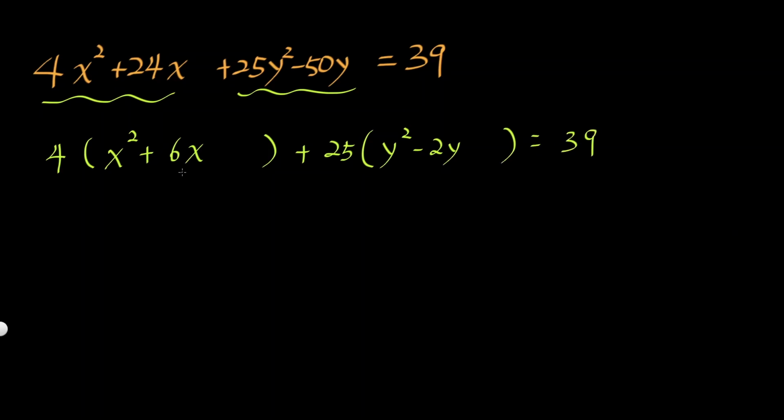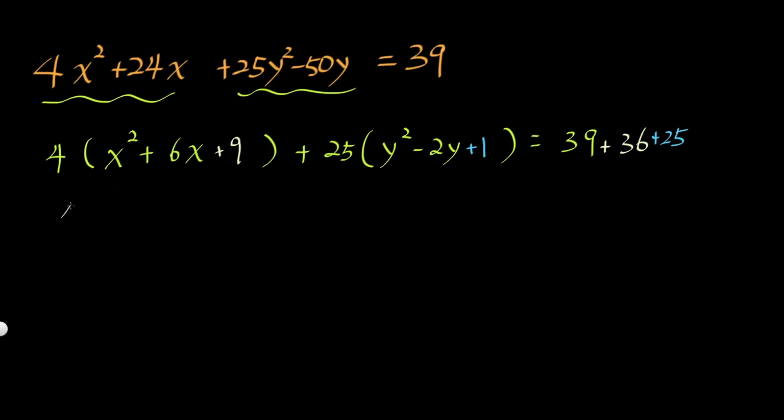Now divide this 6 by 2, which is 3, and then square that. So I'm going to add 9, but I did not add 9, I added 4 times 9. So you have to be careful, you have to add 4 times 9, so 36 on the right side. Over here, I need to divide negative 2 by 2, it's going to be negative 1, square that, positive 1. But I did not add 1, I added 25 times 1. So I have to add 25 times 1, which is 25.